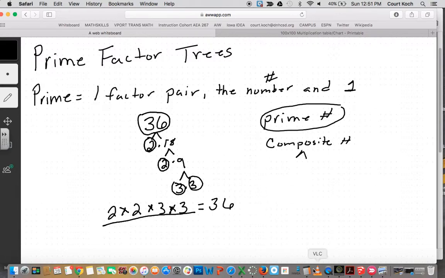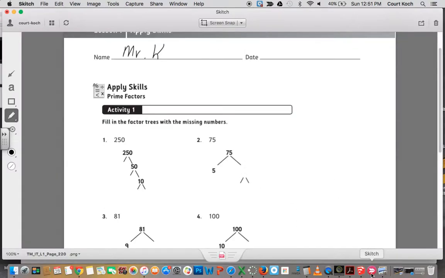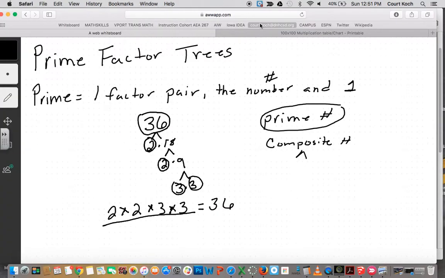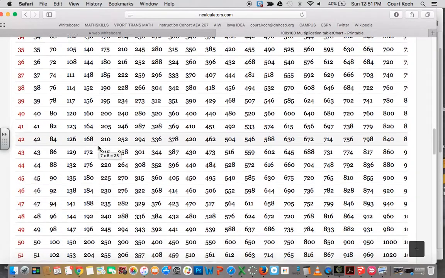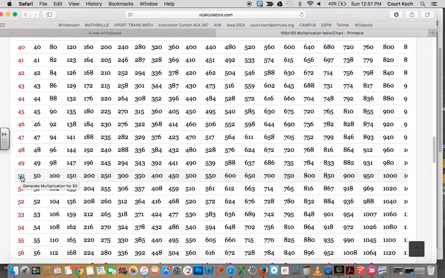So let's look at your worksheet. We start with 250, and they break 250 down into 50. So this is my clue on where to look on my hundreds table. I'm going to pull that back up and go all the way down to 50. Here's 50. And I'm going to go across until I find that 250. Here it is. The fact is 50 times 5 is 250. Remember that.